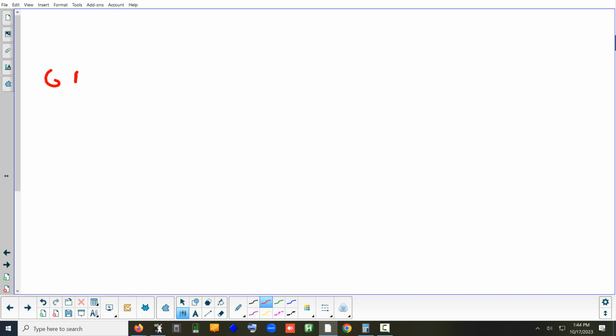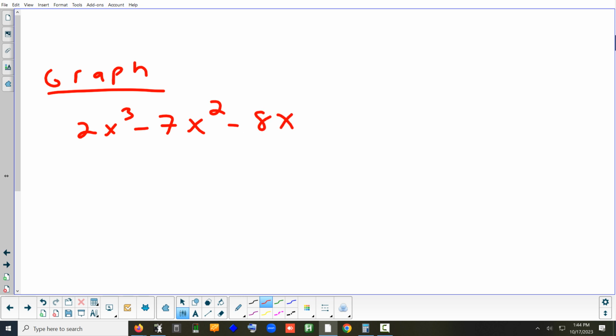So let's graph this. 2x cubed minus 7x squared minus 8x plus 16. Okay, I'm going to put that in y1. And then in y2, I want to graph just 2x cubed. And I just want to compare the two.